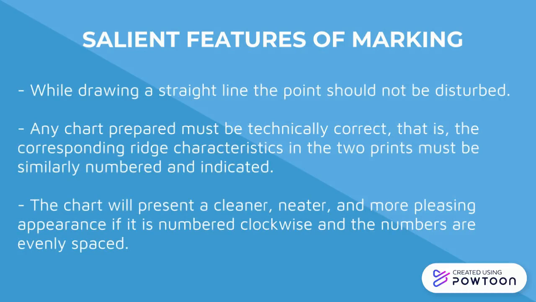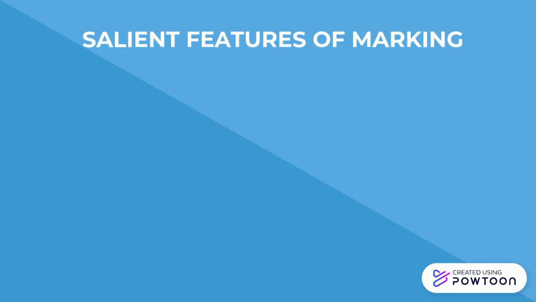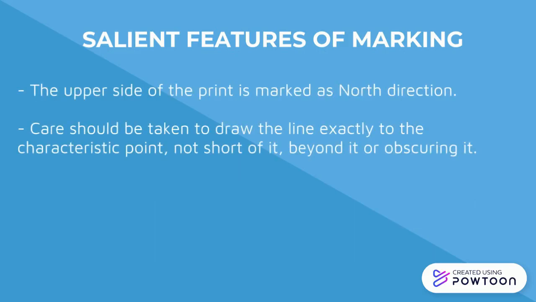Any chart prepared must be technically correct, that is, the corresponding ridge characteristics in the 2 prints must be similarly numbered and indicated. The chart will present a cleaner, neater and more pleasing appearance if it is numbered clockwise and the numbers are evenly spaced. The upper side of the print is marked as north direction. Care should be taken to draw the line exactly to the characteristic points, not short of it, beyond it or obscuring it.